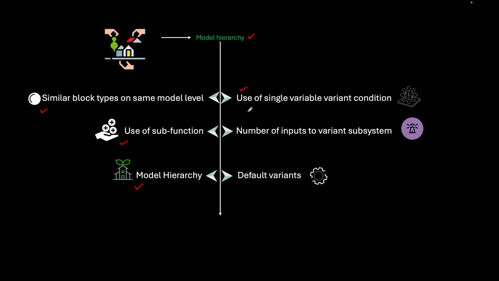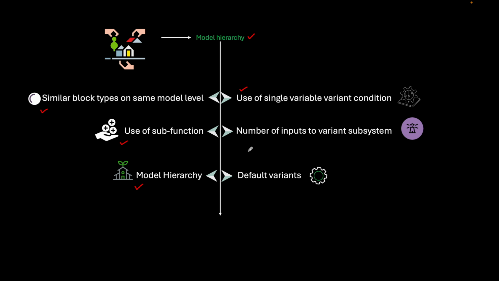Next is the use of single variable variant condition. This is applicable when a variant subsystem is present. In this case, the variant condition can be determined with the help of multiple variables. If they satisfy some condition, then you can activate one variant subsystem. How you will be defining the variant condition or variant determination is covered in this one. The number of inputs to the variant subsystem: how you can define the number of inputs.